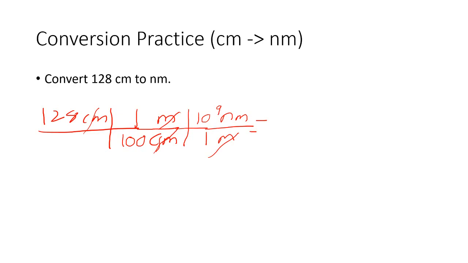Remember also that anytime you see a 1, you don't have to worry about putting that in your calculator, since multiplying or dividing by 1 simply gives you the answer back. When we do this, we'll get an answer, and I'm going to report that as 1.28 times 10 to the 9th nanometers. Remember, I did this because I should have 3 significant figures, since there were 3 in my original question.